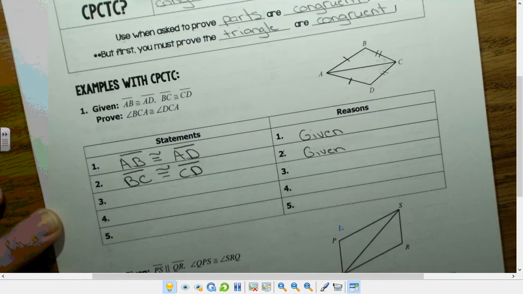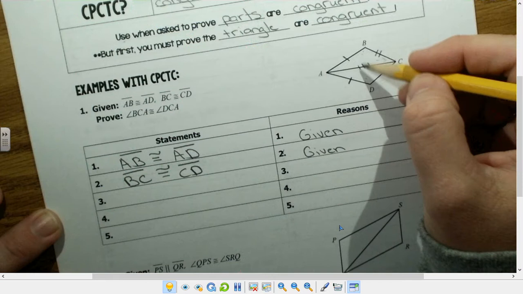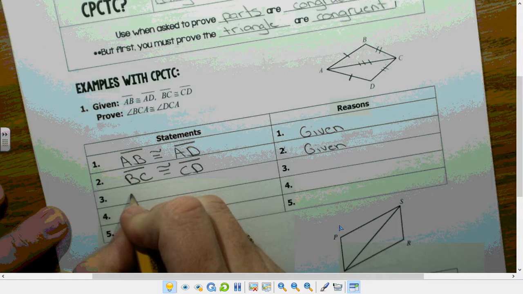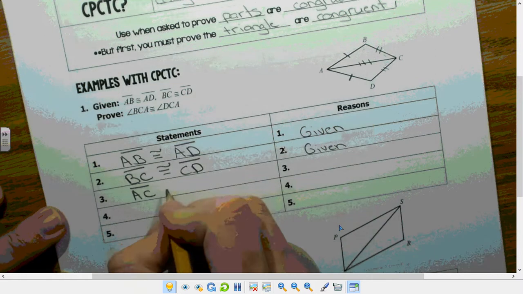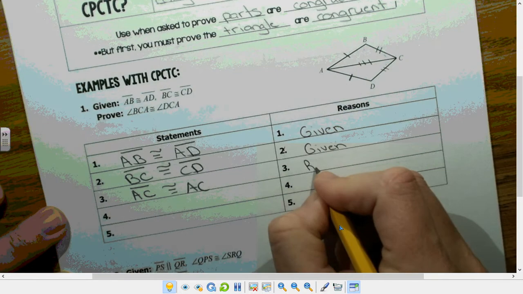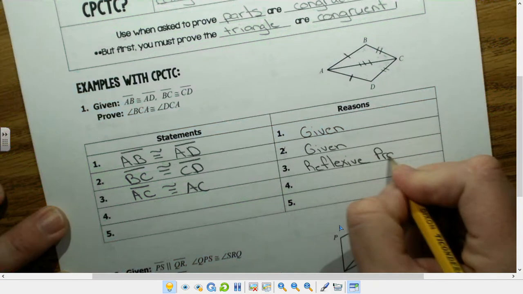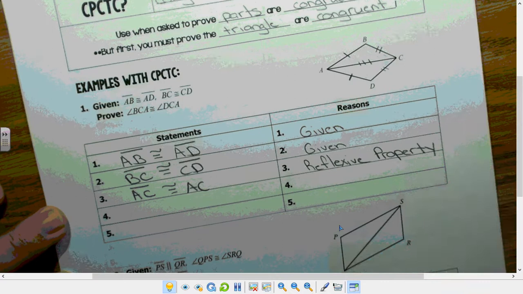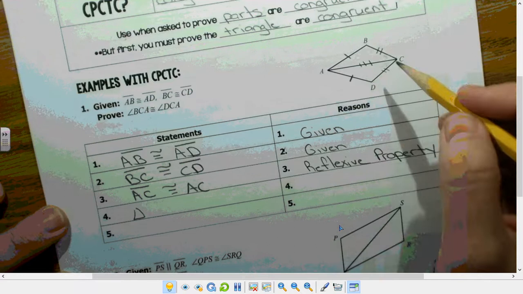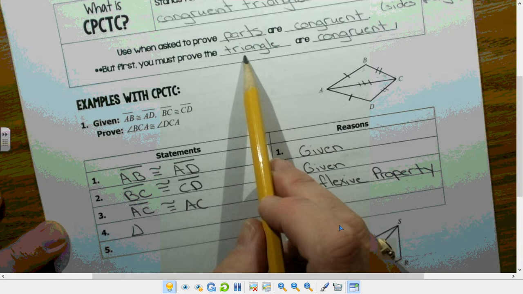And then remember what we look for first. These two triangles share a common side, so we know it's going to be congruent to itself using the reflexive property. So AC is congruent to AC, and that's the reflexive property. Before we can prove these two angles are congruent to each other, we have to first say that the triangles are congruent to each other. That's this right up here. We have to first prove the triangles are congruent.